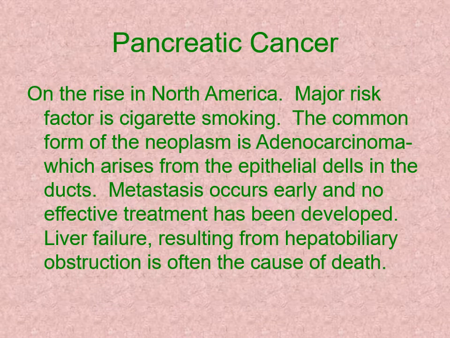Pancreatic cancer is on the rise in North America. Major risk factor is cigarette smoking. The common form of the neoplasm is adenocarcinoma, which arises from the epithelial cells in the ducts. Metastasis occurs early and no effective treatment has been developed. Liver failure resulting from hepatobiliary obstruction is often the cause of death. They're working on different things to help treat pancreatic cancer. There's a lot of new research coming out, and some chemos are helping people live a whole lot longer, but it's not something you want to wind up getting a diagnosis of, because quite often it's fatal.